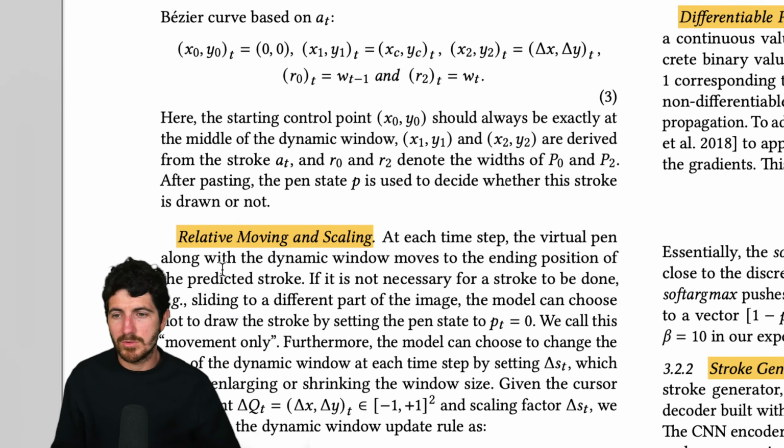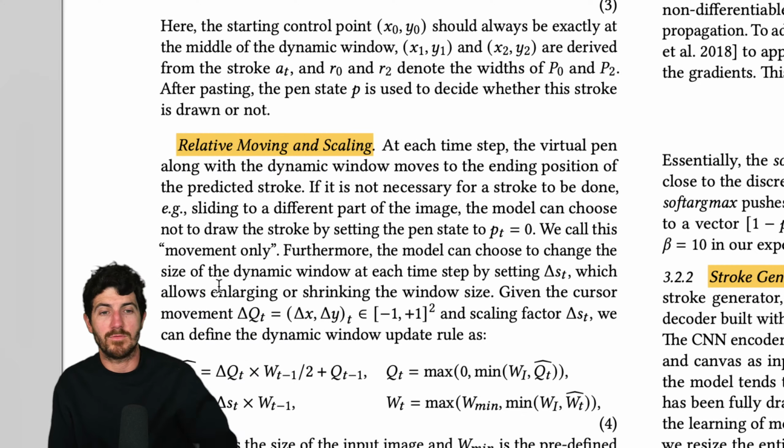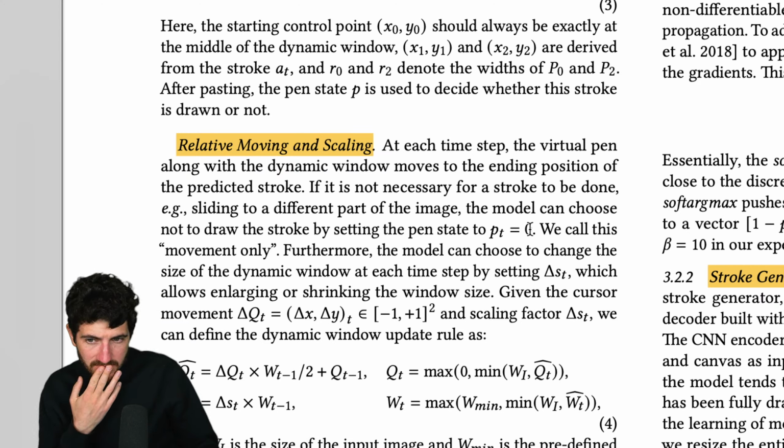At each time step, the virtual pen along with the dynamic window moves to the ending position of the predicted stroke. If it's not necessary for a stroke to be done, sliding to a different part of the image, the model can choose not to draw the stroke by setting the pen state to pt equals 0. We call this movement only. Furthermore, the model can choose to change the size of the dynamic window at each time step by setting ST, which allows enlarging or shrinking the window size given the cursor movement. So the pen state to 0, not to draw the stroke.